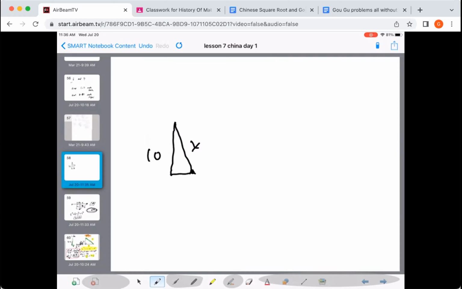Professor, can I just say something about this problem? We really got stuck with the fact that the person's holding the pole. So how can you use the 10? Because if they're holding it, they're going to be several feet off the ground.